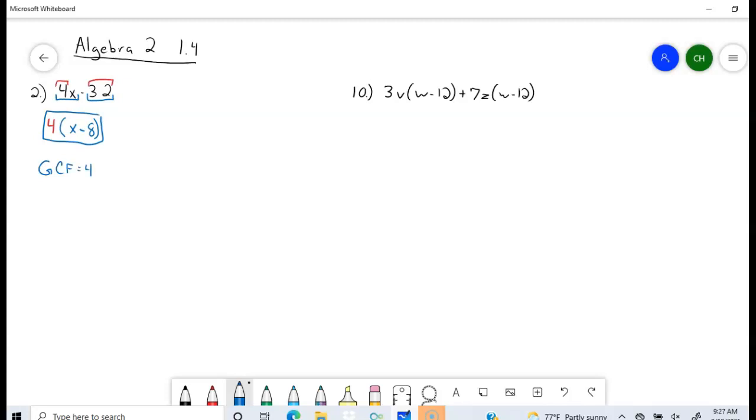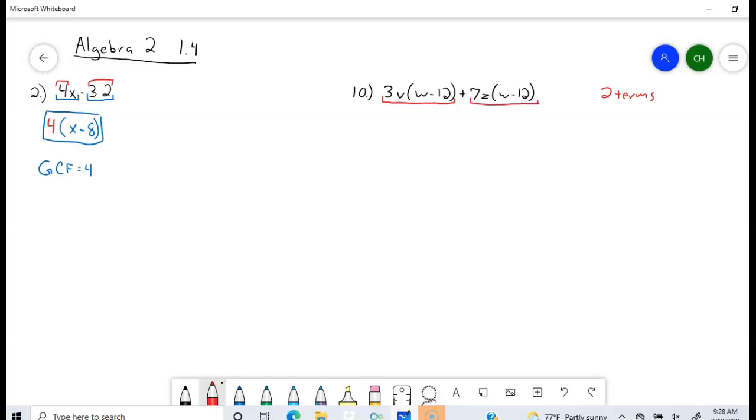All right. So let's look at number 10. Same concept, but this one looks a little bit different. I can pretty much guarantee you're going to see some of these types on your tests. I just don't want it to throw you off just because it looks different. So number 10 has two terms. One of them is 3v times the quantity of w minus 12. The other one is 7z times the quantity of w minus 12.